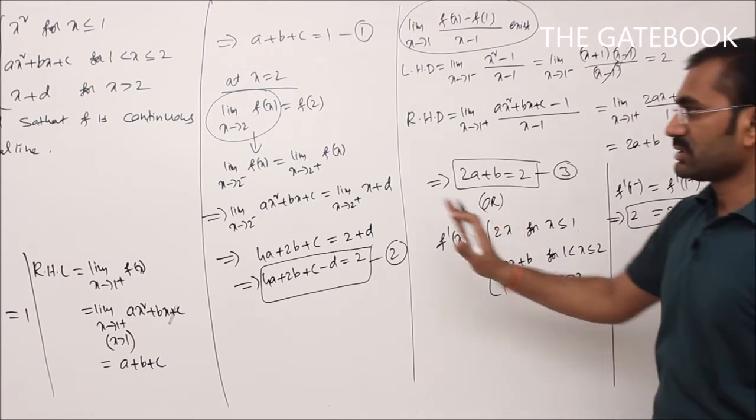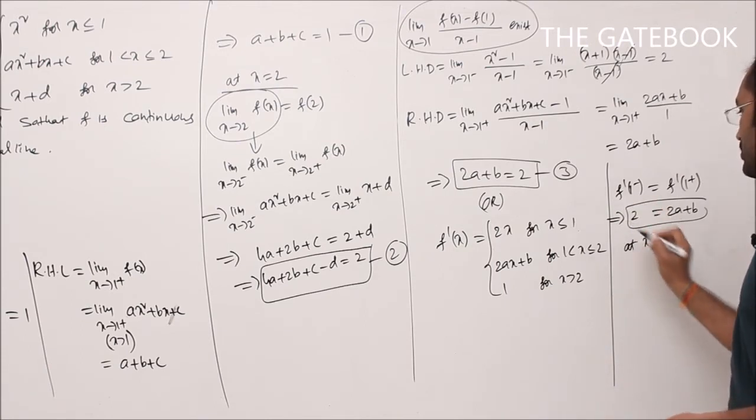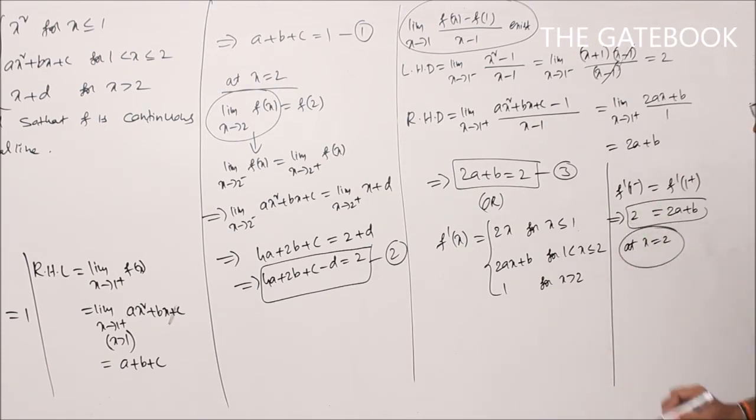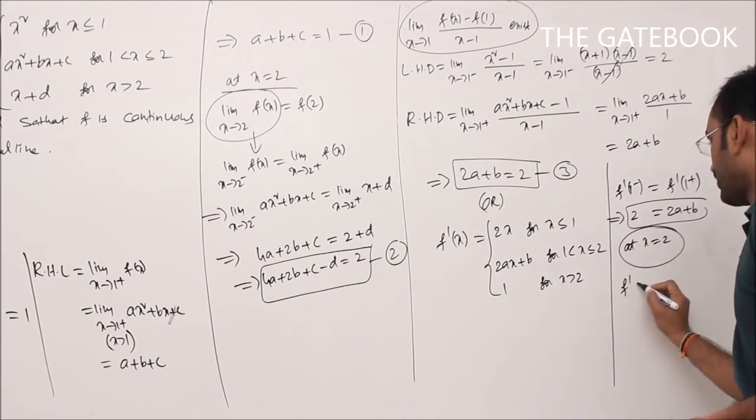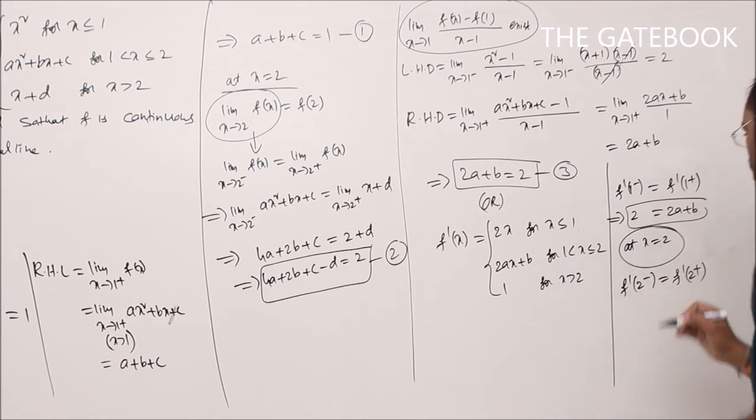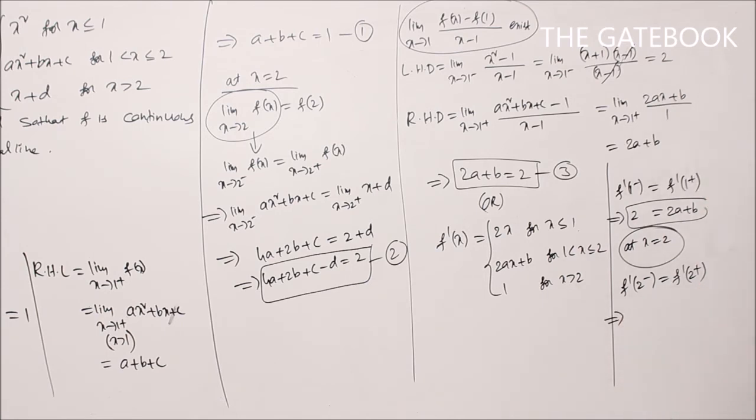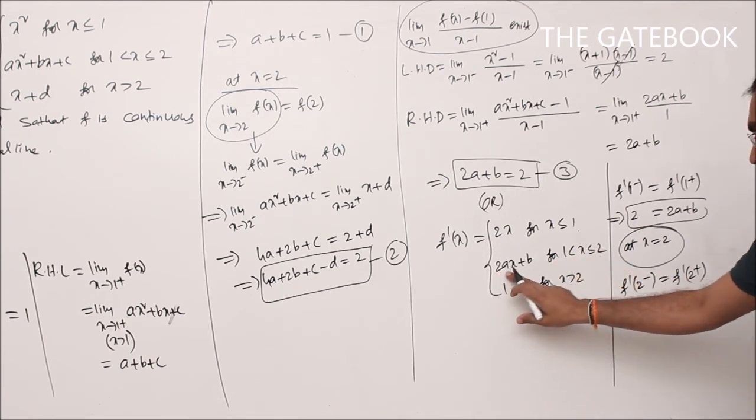Now, at x is equal to 2, the function is also given as differentiable. So at x is equal to 2, f dash of 2 minus must be equal to f dash of 2 plus, since the function is differentiable at x is equal to 2. It implies, what is f dash of 2 minus? It means when x less than 2, the corresponding function is 2ax plus b.